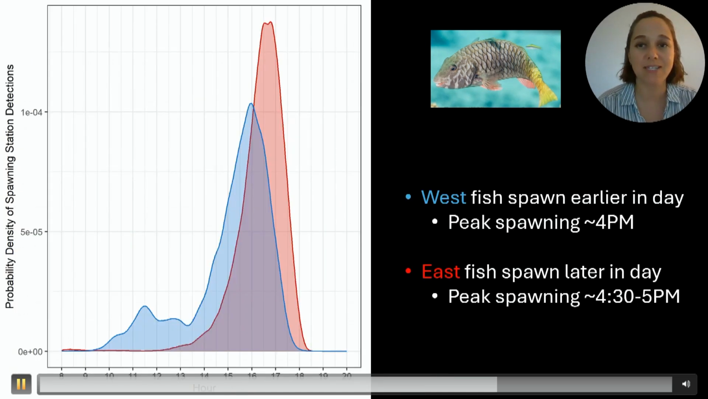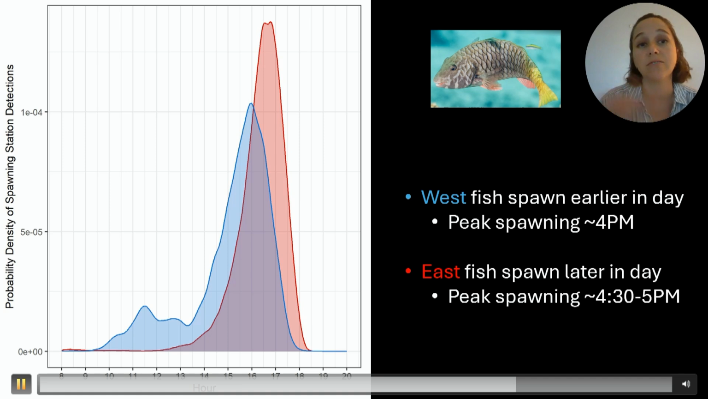So we were also interested in seeing if there were differences in the timing of spawning. And so this plot is showing the probability density of fish being detected at their spawning aggregation receivers by hour of day. And the red is showing you the eastern aggregation fish, and the west is showing the western aggregation.